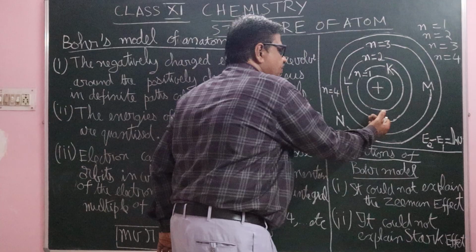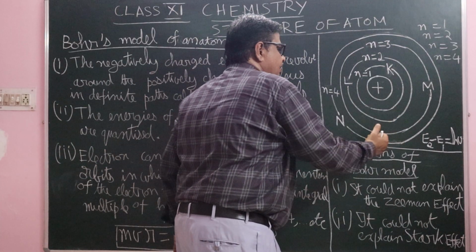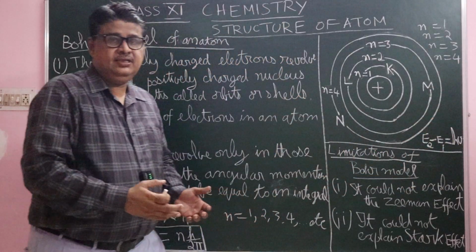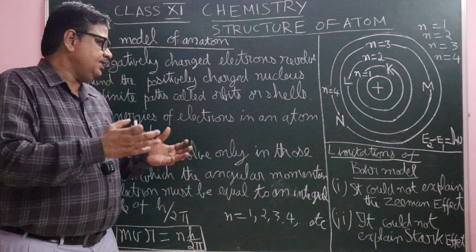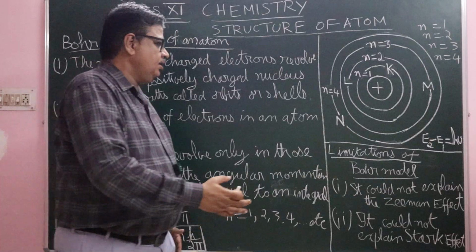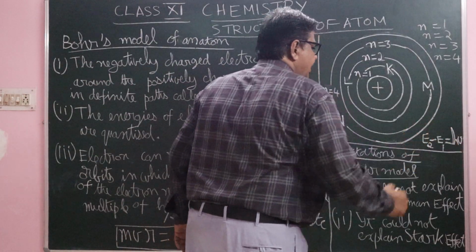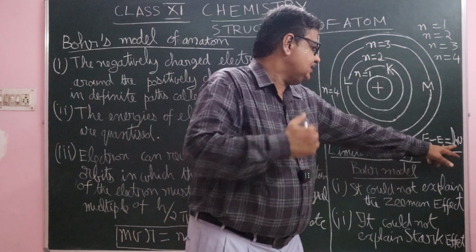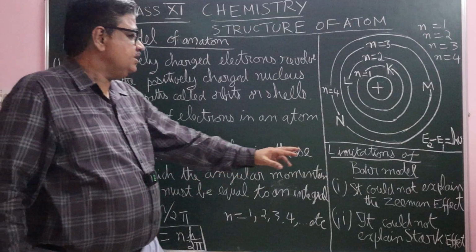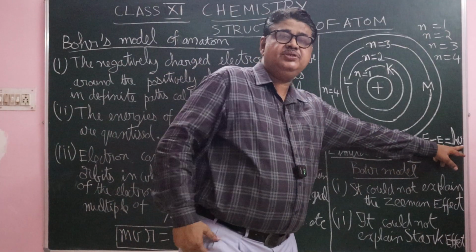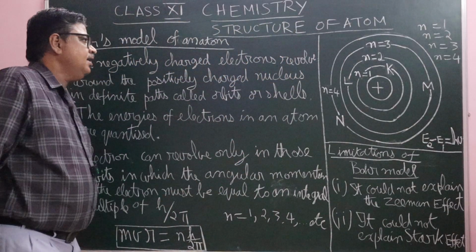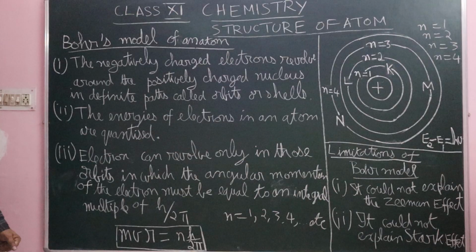So when the electron jumps from L shell to K shell, the energy lost, it will emit radiation. That is, it will lose its energy by means of radiation. Therefore, E2 minus E1 equal to h nu, where h is the Planck's constant and nu is the frequency of radiation. So these are the postulates of Bohr's model, right?